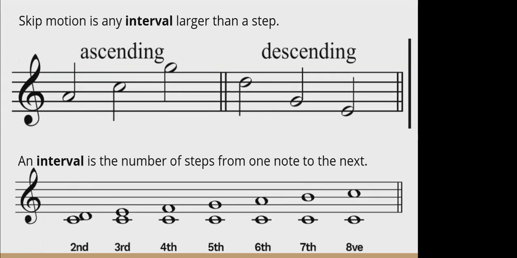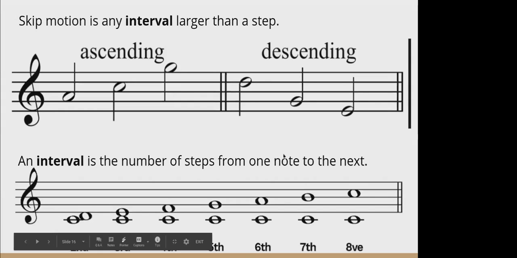The other way is skipwise motion. And skipwise motion in music is when notes move from a line to a line or a space to a space. It's pretty much any interval larger than a step is a skip. And an interval, down here I have a little definition for you, is the number of steps from one note to the next. So stepwise is only 1 to 2, right here shown by the second. And anything else after that is a skip.